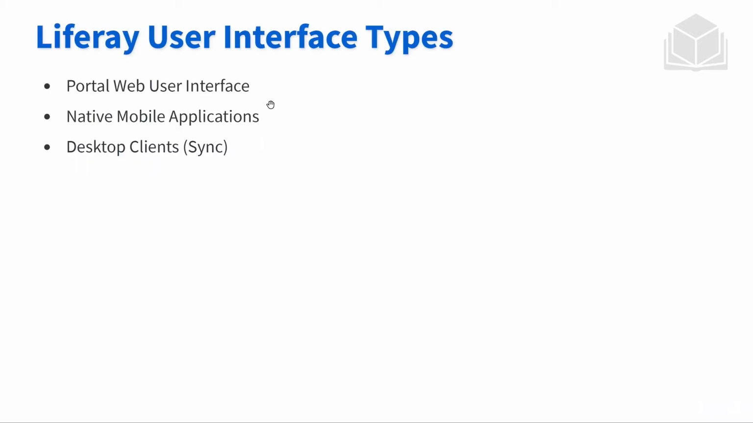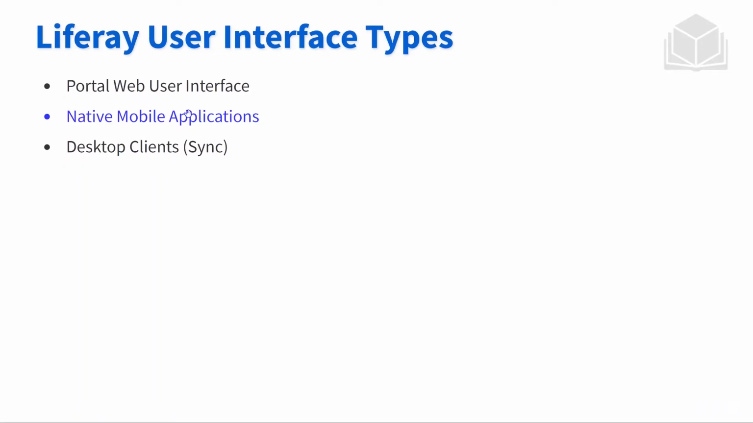So we have three Liferay user interface types. The first one is what most of our users are going to be seeing, which is the portal web user interface. That's what they're going to be seeing on their internet browsers like Google Chrome or Firefox or Internet Explorer. The second one is our native mobile applications. These are applications that we build out natively through iOS or with Java on Android. And the third type are native desktop clients. So these are applications like Liferay Sync or maybe an application that you guys are building out.